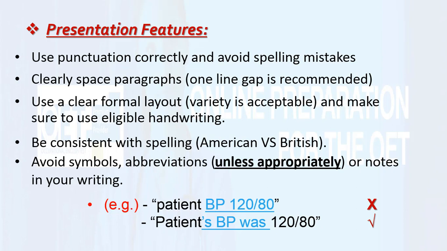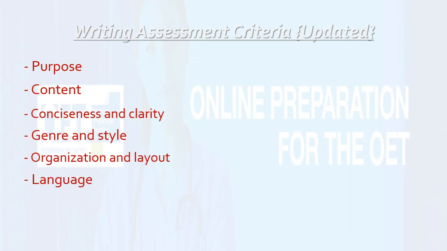Okay, so this is for the old criteria of the writing assessment criteria. So we can move now to the new one. With the new criteria, you will find that we have six of them, and they are more specific. They are not as general as before. You find the purpose, content, conciseness and clarity, genre and style, organization and layout, and the language. The scale of the marks is also a little bit different.